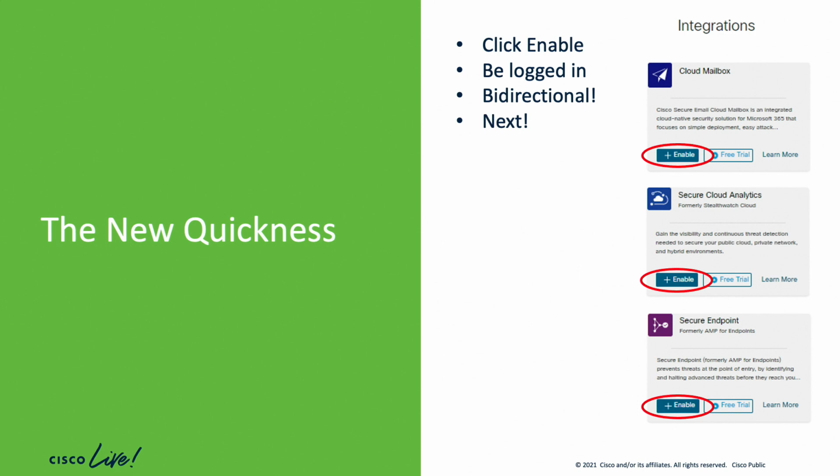So when you click this enable button, it's going to ask you to log into Secure Cloud Analytics. Sign in with Securex sign-on, and bam, that's it. You're integrated. There's no more copying and pasting of API keys. It automatically adds the module, and you're fully integrated. You get all the capabilities of Secure Cloud Analytics, and that's going to be bi-directional now.